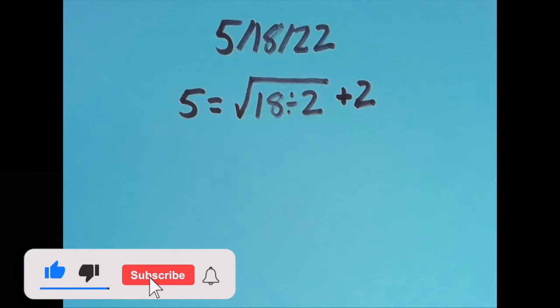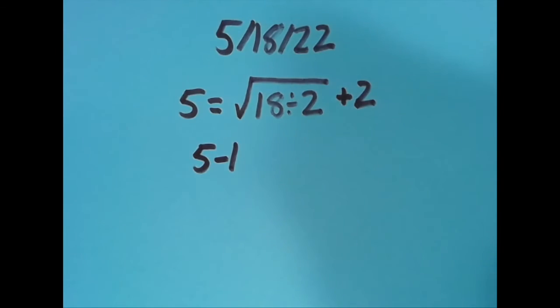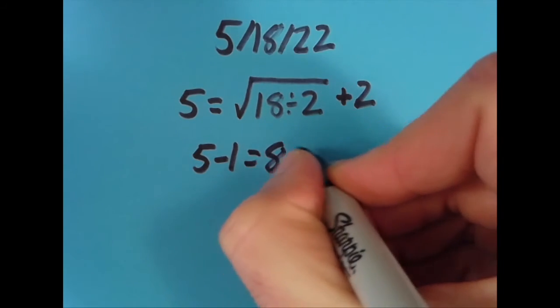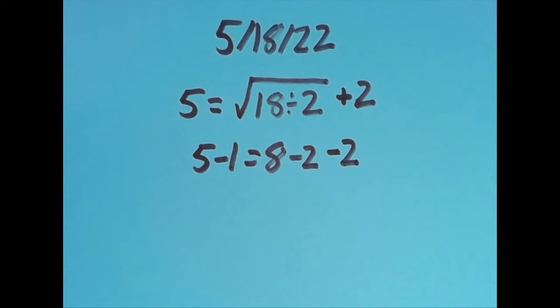I then said, well, there's got to be other ways to do it. What if I move the equal sign over one spot to the right? And for this one, I said that 5 minus 1, which is 4, equals 8 minus 2, which is 6, minus 2 again, which is 4. I like this one because it's all subtraction. I thought that was pretty fun.